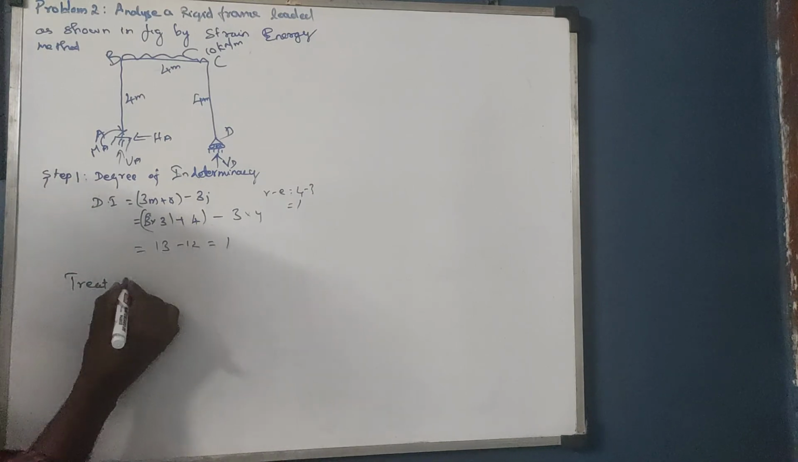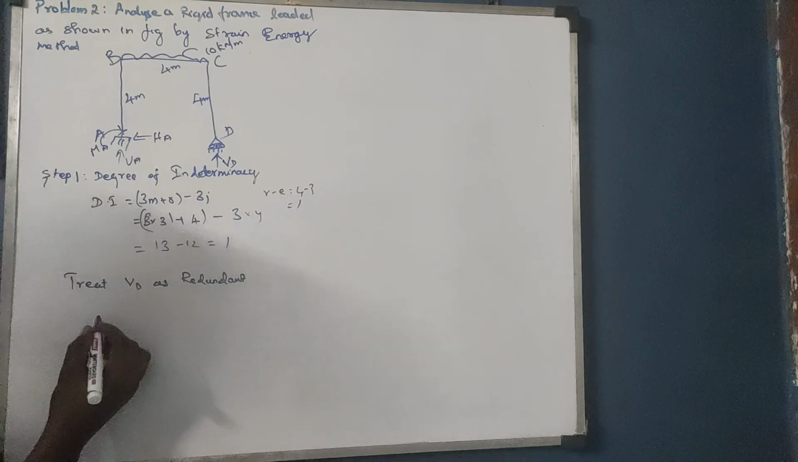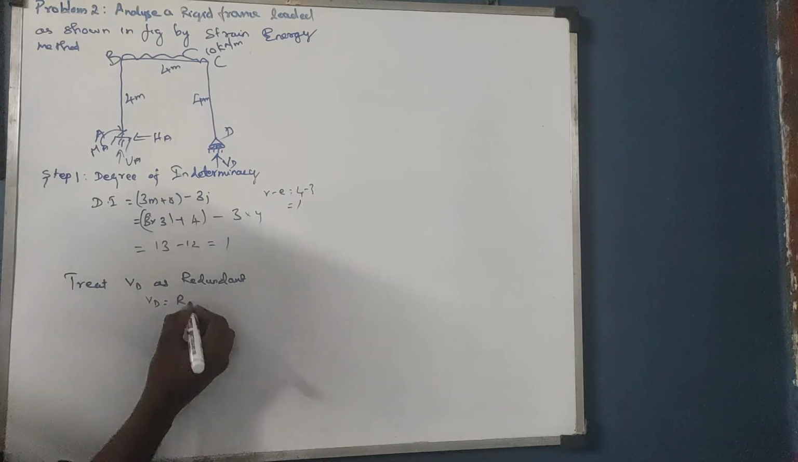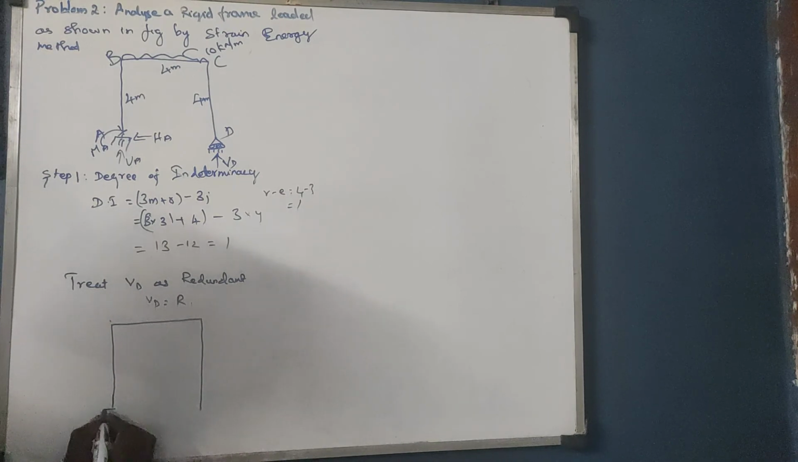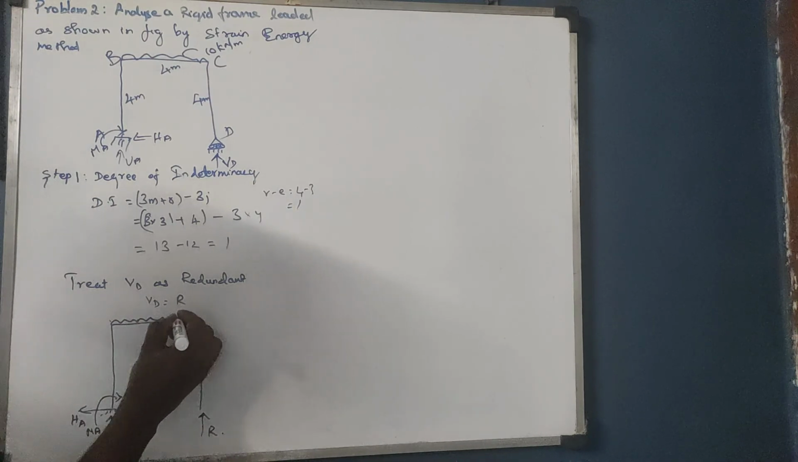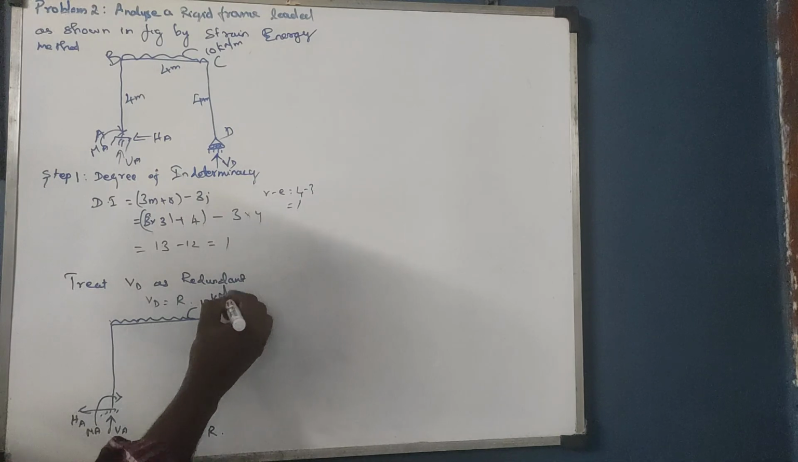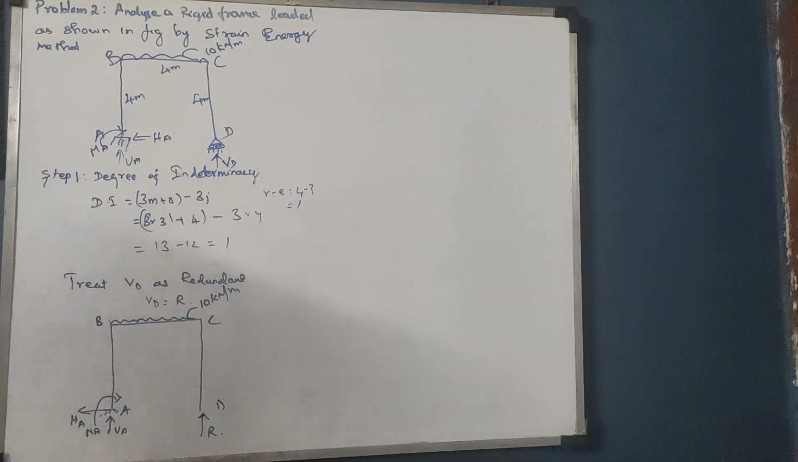Treat VD as redundant. Therefore, VD equals R. There is a UDL here, 10 kilonewton per meter, over support A, B, C.